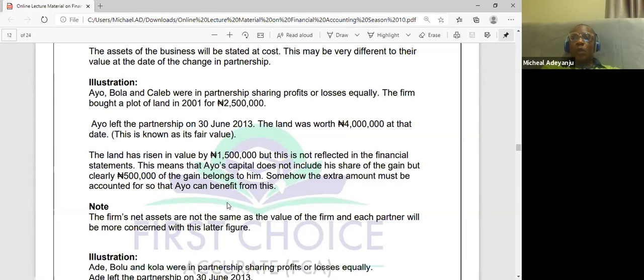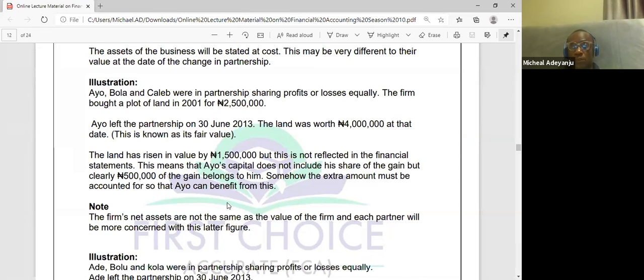Ayobola and Caleb were in partnership, sharing profits or loss equally. The firm bought a plot of land in 2001 for 250,000 naira. Ayo left the partnership on 30th June 2013. The land was worth 4 million naira at that date. This is also known as fair value. The land has risen in value by 1.5 million.